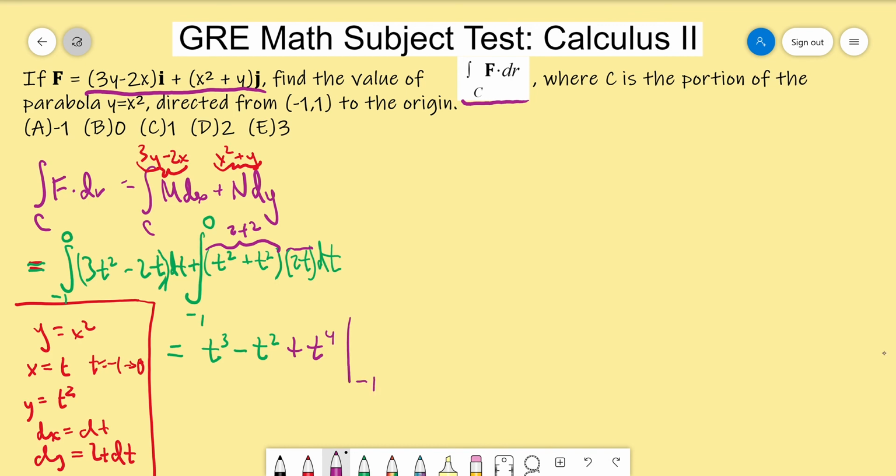Then we evaluate the whole thing from t equals negative 1 to 0, which gives us 0 minus (negative 1 minus 1 plus 1). Negative 1 and plus 1 just cancel out, so we get 0 minus negative 1, which is 1. So our answer is C.